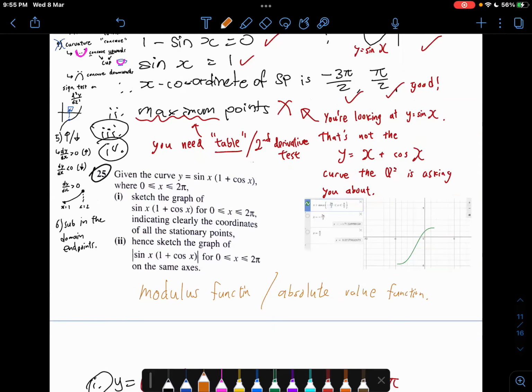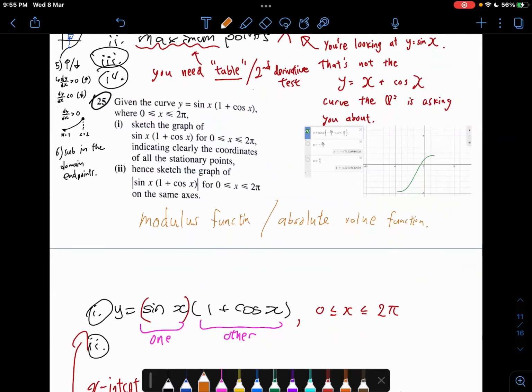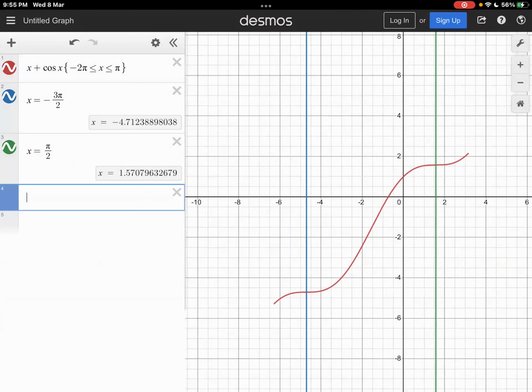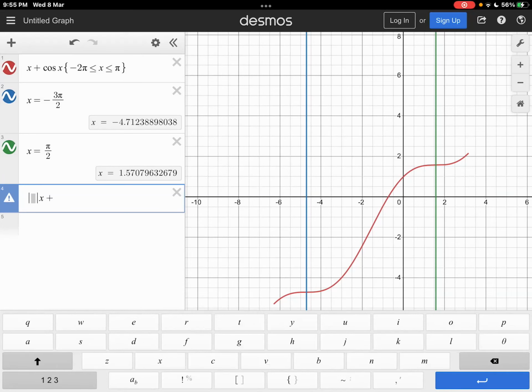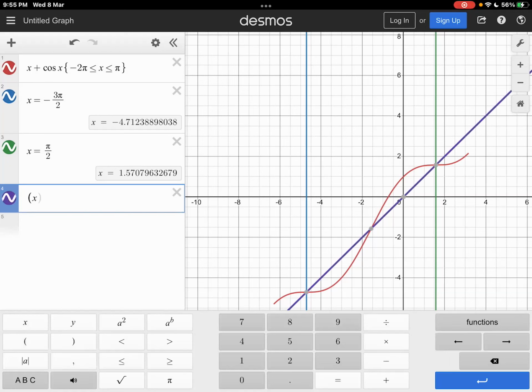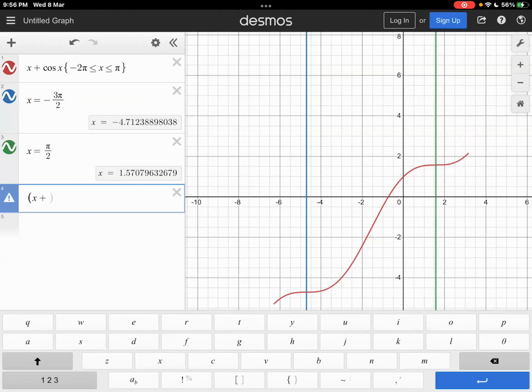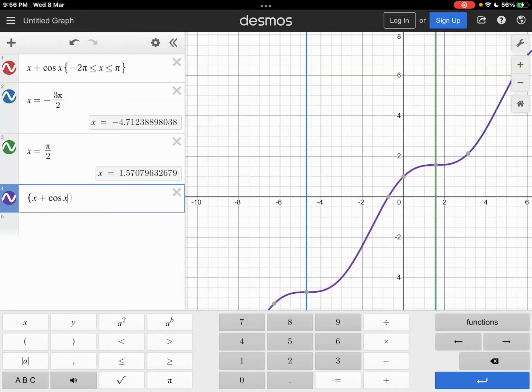To convince you, I think the easiest way is to just draw a few examples. So let's try. Let's say x plus cos x right there. Let's now try the modulus of it. Modulus of x plus cosine x. Give me a second. I need to put brackets. Open bracket x plus cosine x, close the bracket, then absolute on the left side.